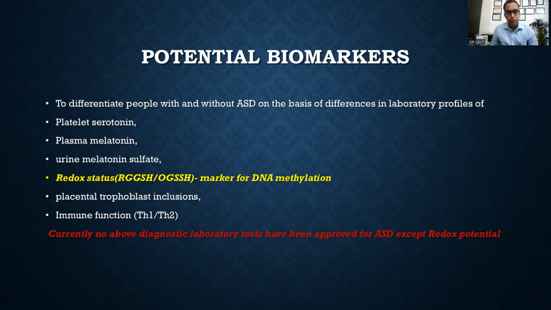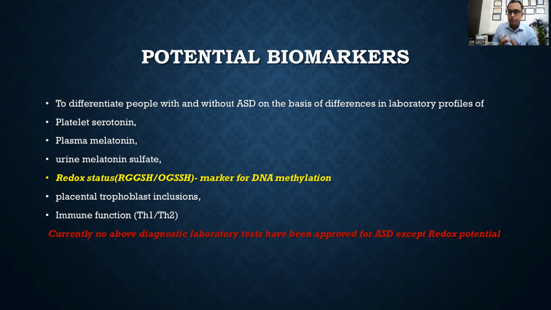Platelet serotonin, plasma melatonin, urine melatonin sulfate, redox status, that is reduced glutathione to oxidized glutathione, which was considered to be a marker of DNA methylation, placental trophoblasts, and immune functions. Now Th1 and Th2. Studies have shown that the Th1 are good cells. They help in preventing infections, whereas Th2 are bad cells, which help in reducing the immunity.